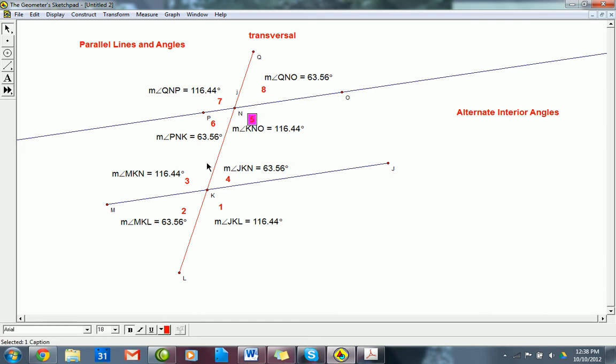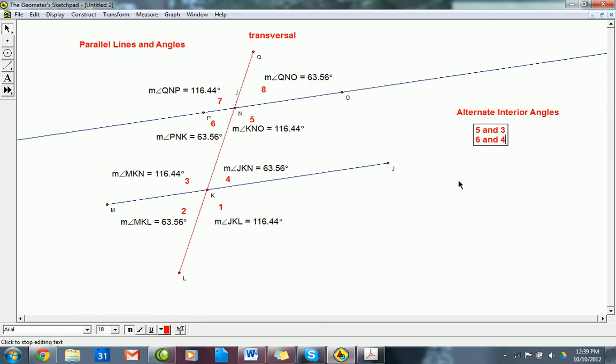So angle 5 and angle 3 are a pair of alternate interior angles. They're on different sides of the transversal, and they're on the interior, between the 2 parallel lines. And there's one more pair of alternate interior angles, and those would be angles 6 and 4, right? Angles 6 and 4 are also on alternate sides of the red transversal, and they're in the interior, inside those two parallel lines. So 5 and 3 are a pair of alternate interior angles, and so are 6 and 4.